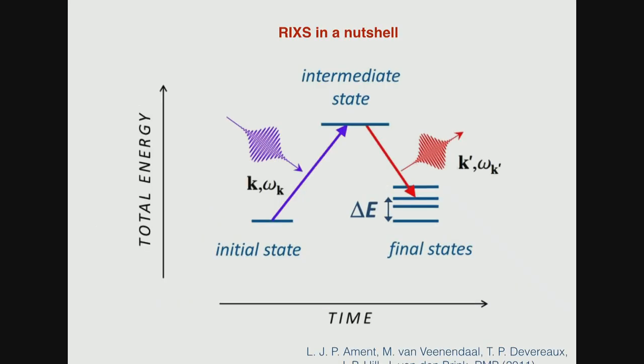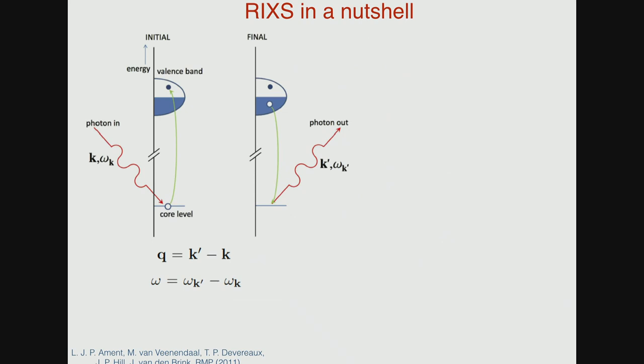So, in brief, RIXS is a two-photon process. A photon comes in and is absorbed, the system goes to an intermediate state, and then through another dipole transition the photon is released and the system goes to one of the possible final states. Since the energy of the photon is very large, the electron which is pumped lives in the core level. The electron from the core level is pumped into the valence band, and the core hole creates a potential. Then the photon goes out, and we can see what the excitation of the system is. The excitation of the system should have momentum K prime minus K, and also the energy.